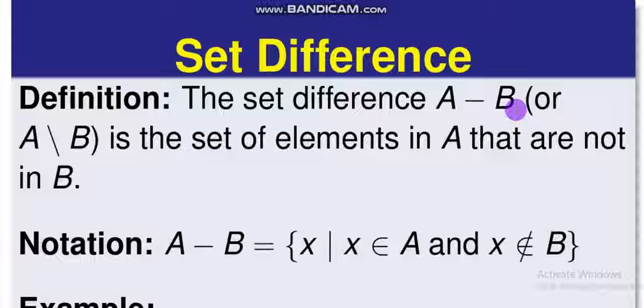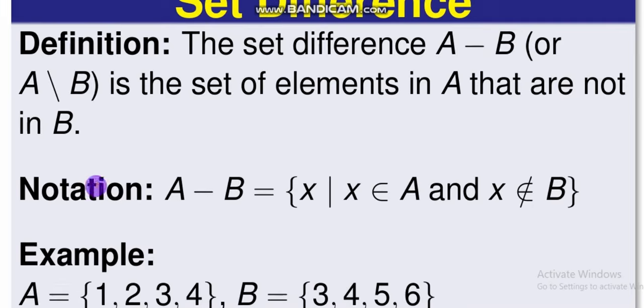The set difference, A minus B, or you can write it as A set minus B. This one is not pronounced slash, which is set minus. A set minus B is the set of elements in A that are not in B. You find all the elements that are in A, but they are not in B.